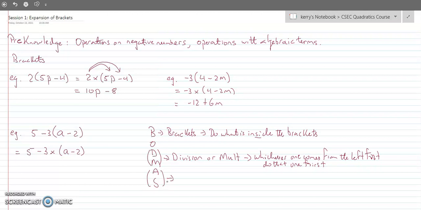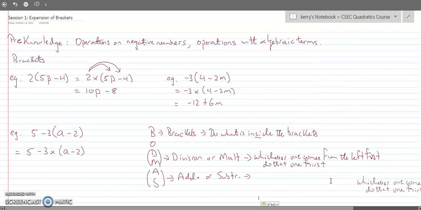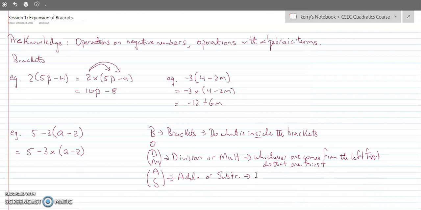And similarly, between these two, addition, or subtraction, same thing here. Whichever of those two, addition or subtraction, comes first from the left, you do that one first. So if addition comes first, you do that first. If subtraction comes first, you do that one first. Good. Right? So between those two, division and multiplication always comes before addition and subtraction. But between these, whichever one comes first, you do that one first.